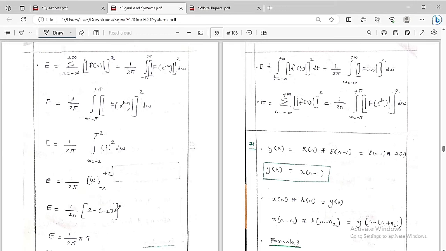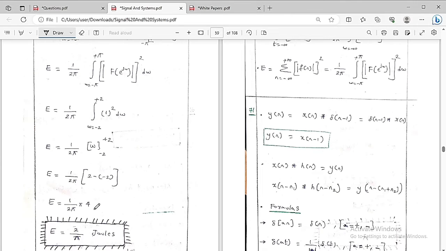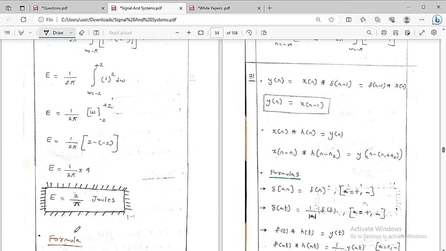So 2 plus 2 is 4. 4 by 2 pi is nothing but 4 by 2, which is 2 by pi. 2 by pi joules is the solution of this question. So basically, how do we solve this question?